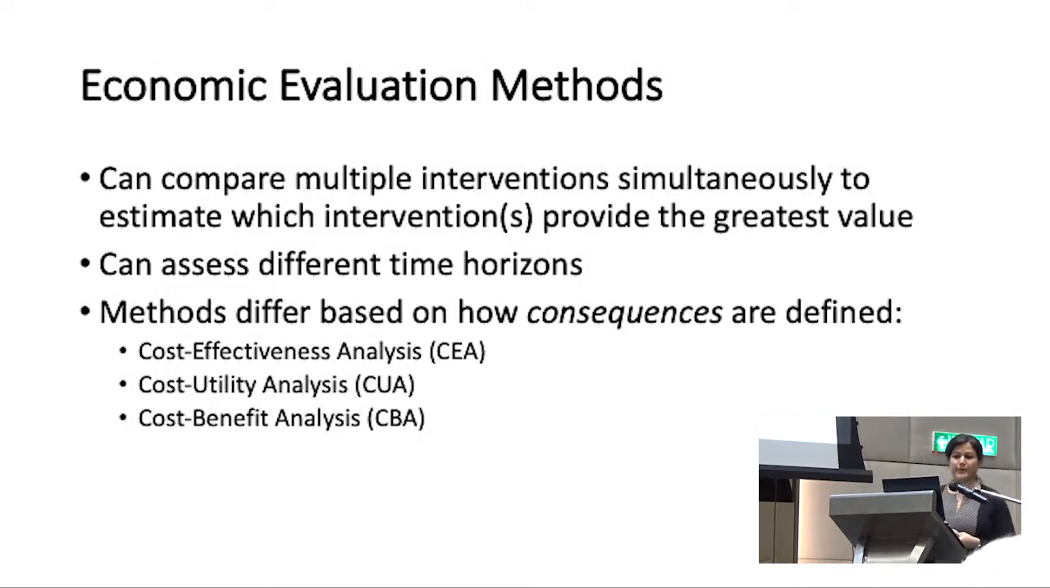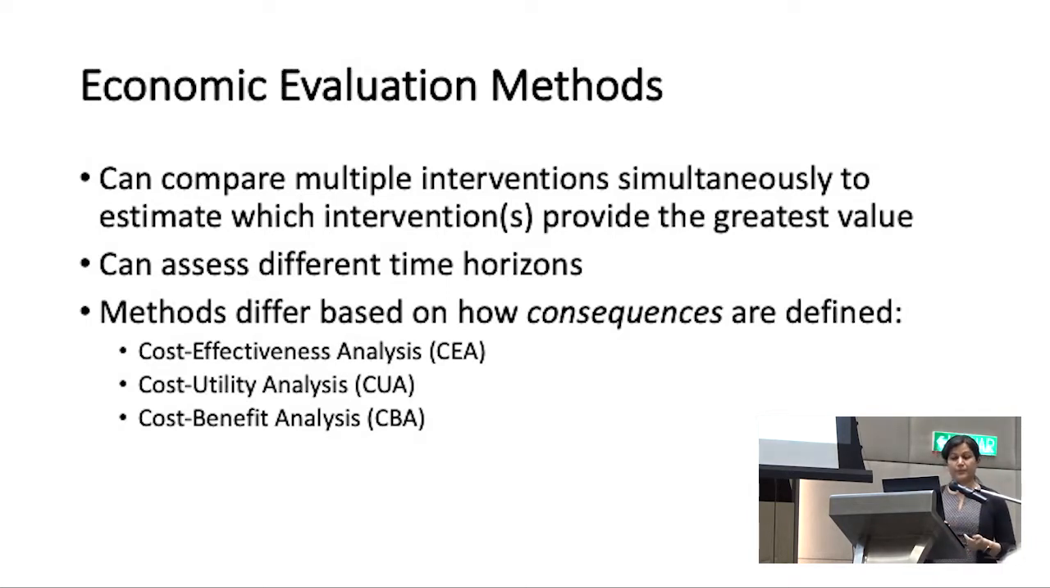So in economic evaluations, we often compare multiple interventions simultaneously to estimate which interventions provide the greatest value. We can assess different time horizons, so we can look, if we implement our intervention today, what is going to be our balance of costs and returns over a short period of time or over years and years. And those can yield very different bits of information, especially as a pediatrician, we're often thinking of longer time horizons for our returns. And the methods differ based on the consequences that we're really interested in.